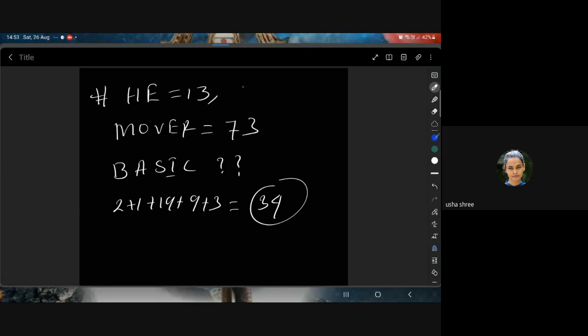So here you can understand HE 13 means H plus E, 8 plus 5, it will give you 13. So simply they have assigned a number to each letter of the alphabet series. Like this, MOVER is giving them 73. So automatically B is 2, A is 1, S is 19, then I is 9, then C is 3, total 34. So these are coding and decoding. Sometimes this kind of question comes.